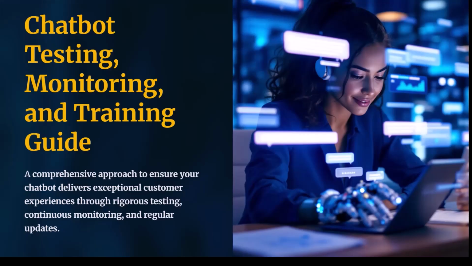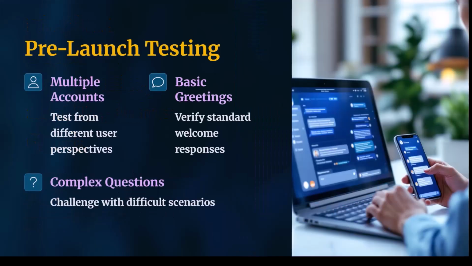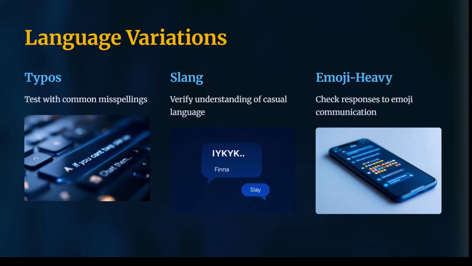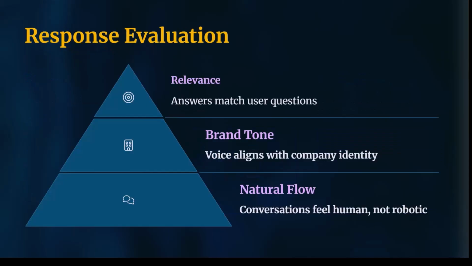Section 8. Testing, monitoring, and training. Before going public, test your bot from multiple accounts. Try basic greetings, complex questions, typos and slang, emoji-heavy messages. Evaluate how relevant and helpful the responses are, whether the tone matches your brand, if the flow feels natural or robotic. Based on feedback, refine your prompts and fallback messages.